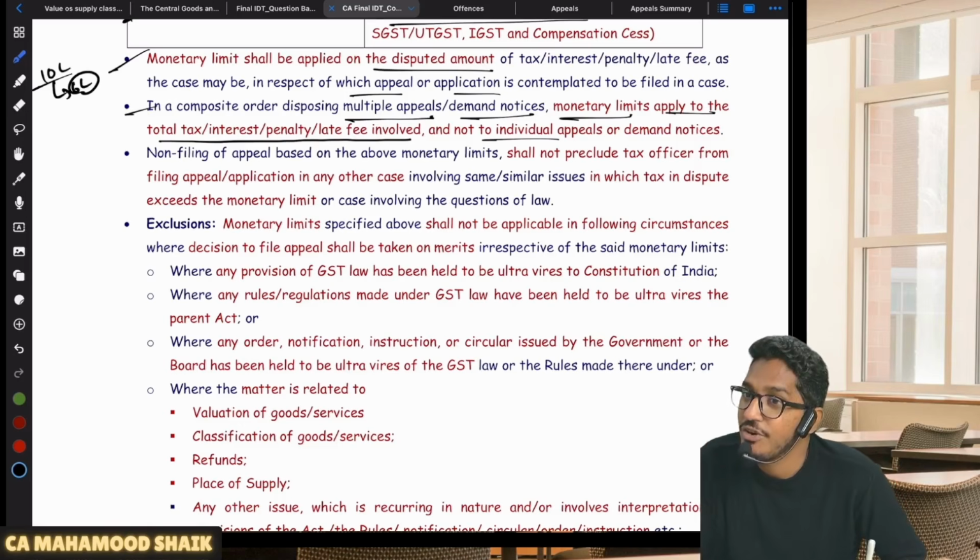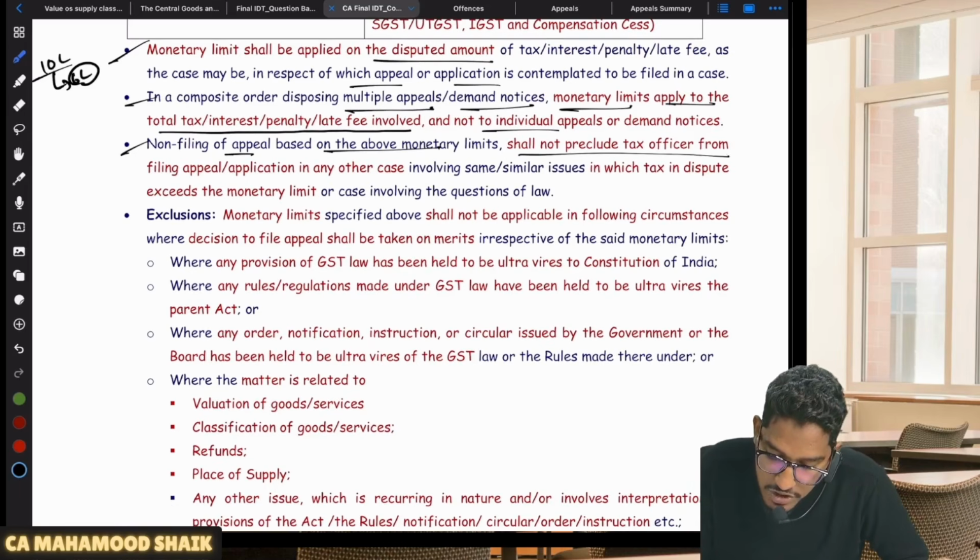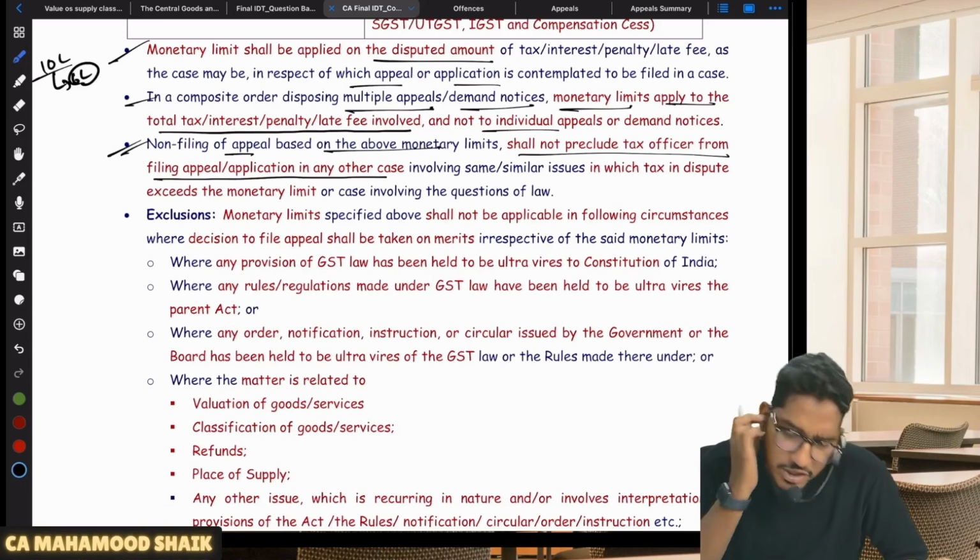No, I have to calculate for all the notices put together. You are going in appeal. In that appeal, 20 issues are there, 20 notices are there. For all put together, you have to calculate the limit. Then, non-filing of appeal based on above monetary limits shall not preclude the tax officer from filing application in any other case. This point I have already told you here.